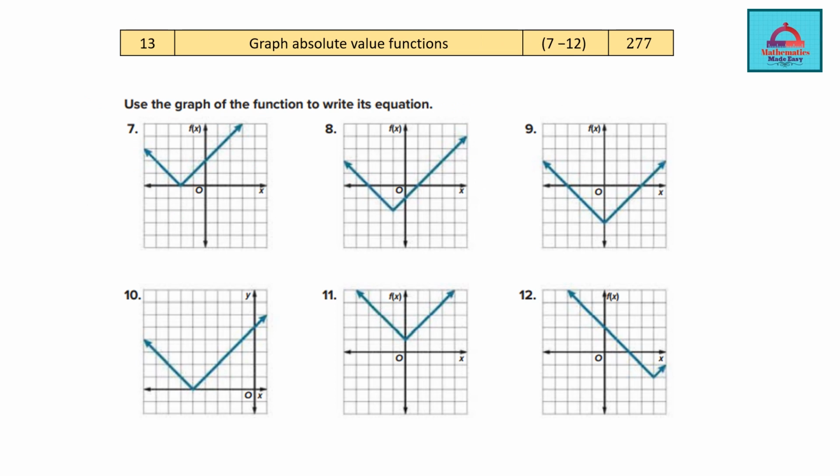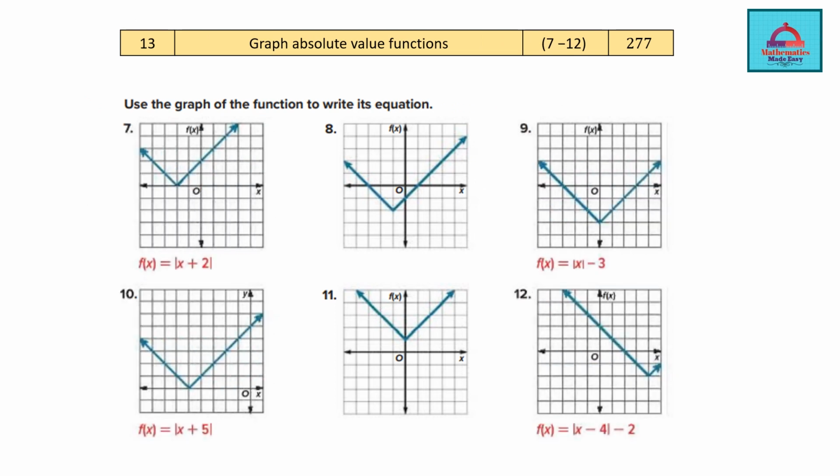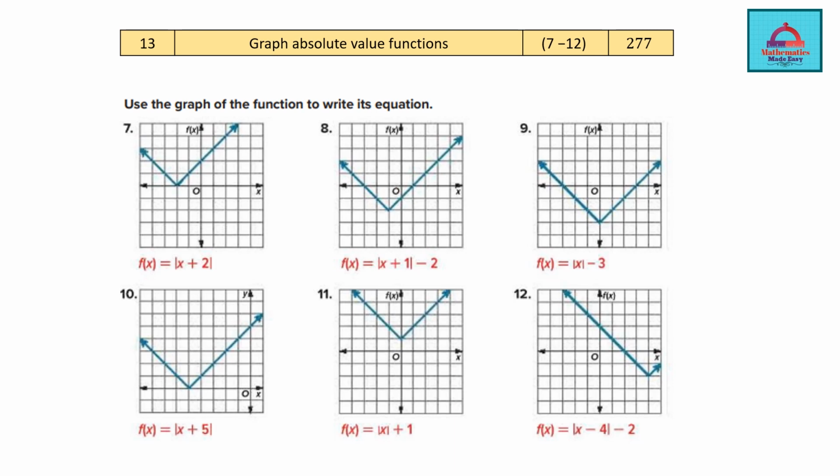Now use the graph of the function to write the equation. So for these questions, the correct answers would be, this is an absolute value function, and you can see that the absolute value function has a V-shaped graph. It has moved to the left by 2 units, so the translation is x plus h. Here it has moved to the left by 1 unit and down by 2 units. So I will write here g(x) would be f(x minus h) plus k. This is the transformation. So accordingly you have to see.